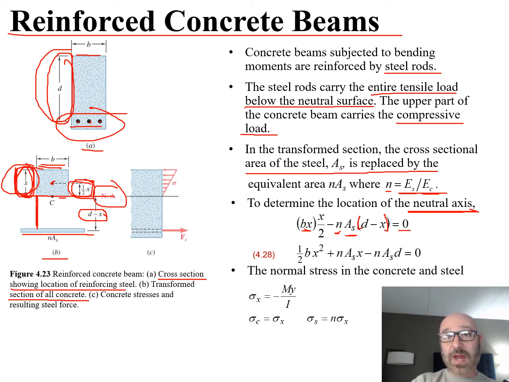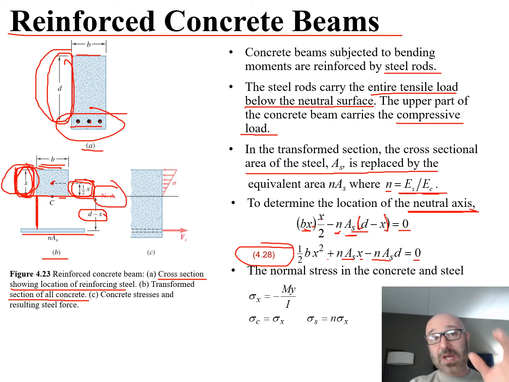We bring the 1/2 out front, and then we have our x squared, because we have an x times x, plus n A sub s, multiply this through and distribute it, x minus n A sub s d. That's just distributing through and simplifying that to come up with equation 4.28 in our textbook. For a little bit more detailed information on how to derive this with these variables, I refer you back to the section for 4.28 in our textbook. And we can see right here what we can do from this now is go to part C. We're looking for these stresses.